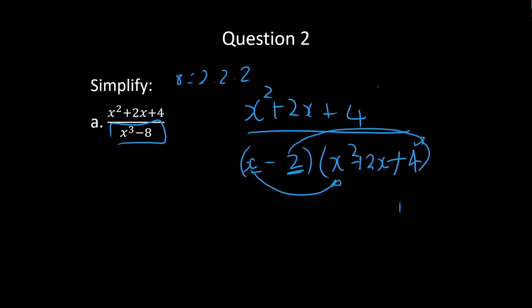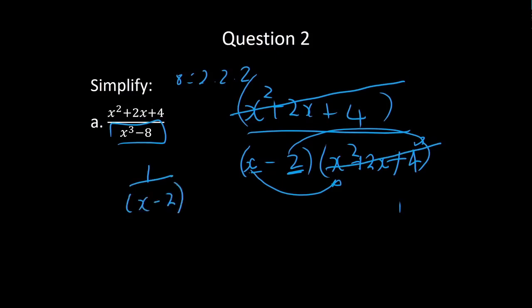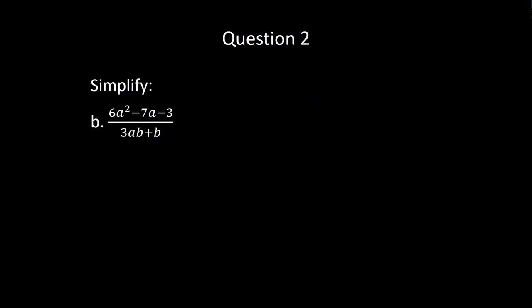Now that's fantastic, because if I put a bracket around the terms in the numerator, I see it looks exactly the same as the denominator when I factorized x cubed minus 8. So I can cancel out those common factors, and I'm left with 1 over x minus 2. All right, let's move on to the next one.